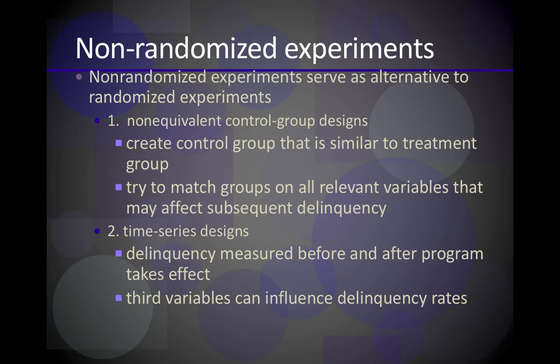One thing we can do is non-randomized experiments, which are an alternative to a random experiment. We can do non-equivalent control groups: we can create a control group that is similar to the treatment group and try to match them on all the relevant variables that we think could impact delinquency. We can also do a time series design, where we measure someone's delinquency before and then after a program takes effect. But we also know that third-party variables may be playing a role there.